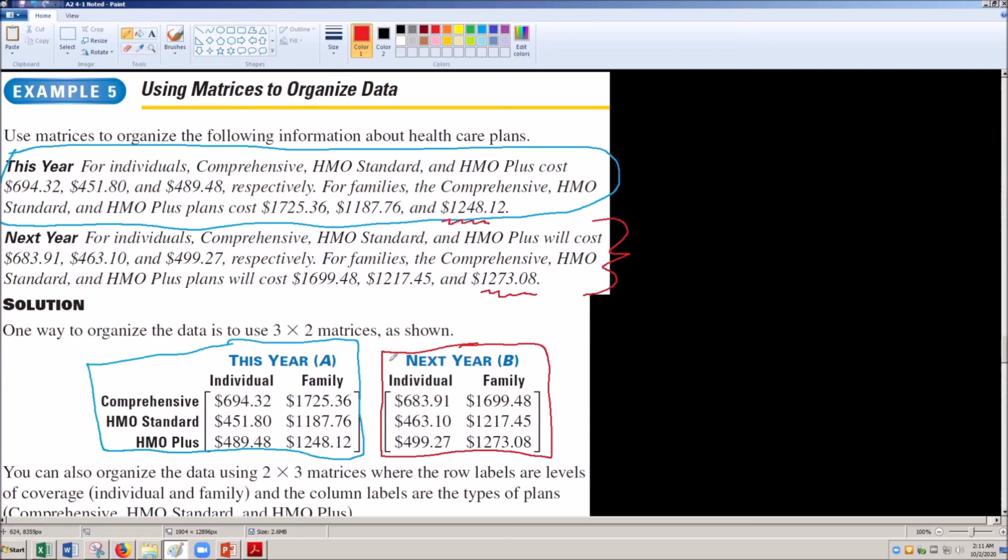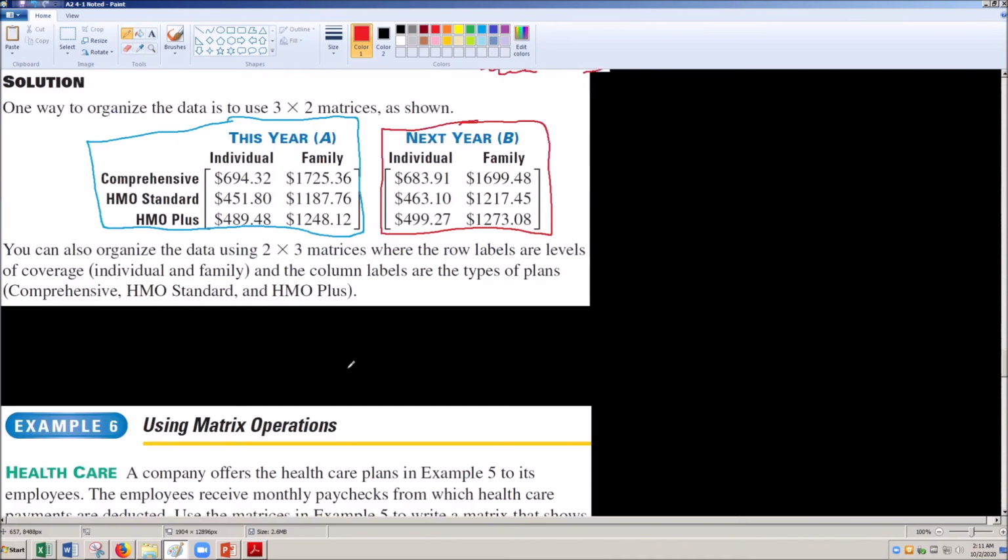So we can organize this information into a 2x3 matrix. If you wanted to do this as a 3x2 or a 2x3, it doesn't matter. This is illustrated as a 3x2 here. Again, 2x3 is fine. It doesn't matter one way or the other. It's just that your individual and family would be your rows, and then your comprehensive, HMO standard and HMO plus would be your columns. It's going to present the same information either way. So that's just organizing the data.